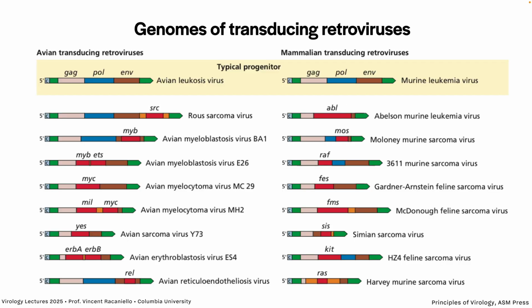And here are some of those viruses. So on the left, we have avian leukosis virus. That's the virus that infects every chicken in the world and causes some leukemias. And if you let the chickens live, they develop other tumors like sarcomas, which Rous worked on, myeloblastomas, myelocytomas, erythroblastomas, reticuloendotheliomas, all different kinds of cancers. And if you do the Rous experiment, you find a different cell oncogene in each virus.